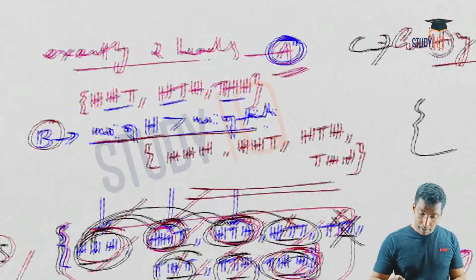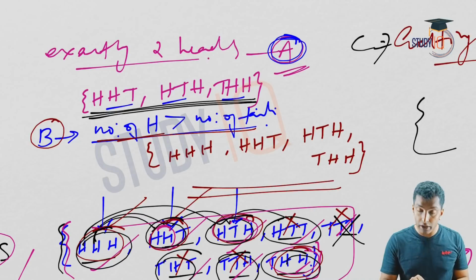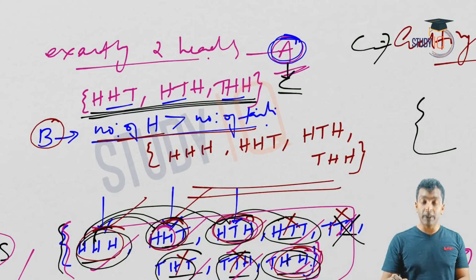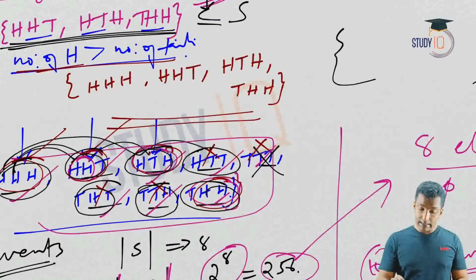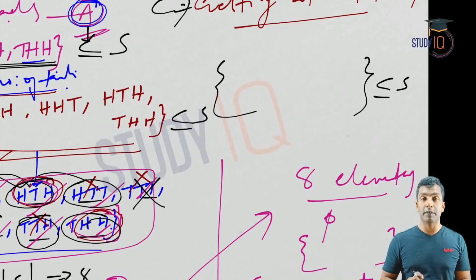Now one point which you can see here is that this set which you got is a subset, this is the symbol of subset. So this is a subset of the sample space. Here also you can see this is also a subset of the sample space. This is also going to be a subset of the sample space.